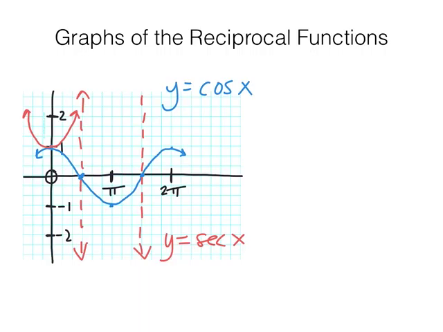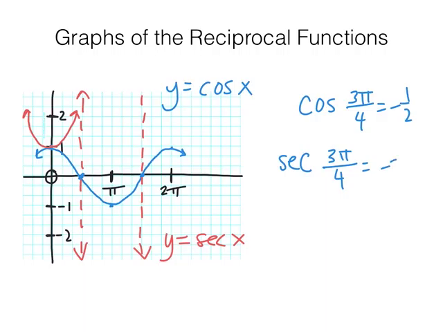Now here's one way you can get a more specific point that you know is going to be on this graph. At the value 3 pi over 4, which is right halfway in between here. At this point, the cosine is -1/2. So the cosine of 3 pi over 4 is -1/2. That means that the secant of 3 pi over 4 has to equal -2.